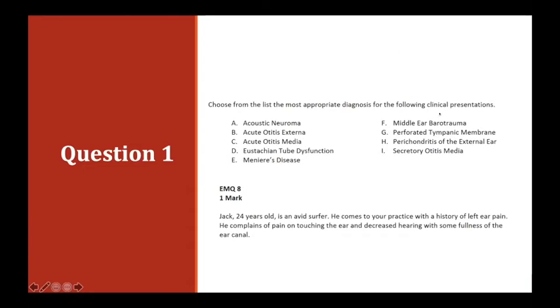Okay, getting a couple of answers here. Getting a B, a C, an H. So there's quite a few answers here. Okay, so it looks like the most popular answer here has been B, which in this case is the right one. So Jack has acute otitis externa, or inflammation of the external auditory canal.